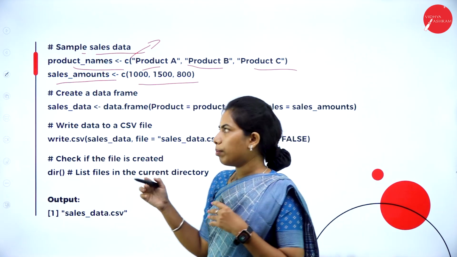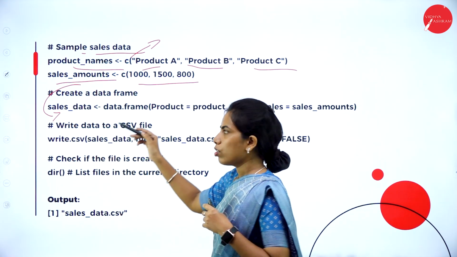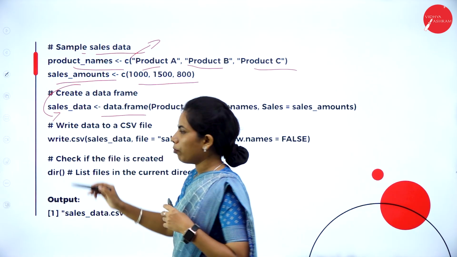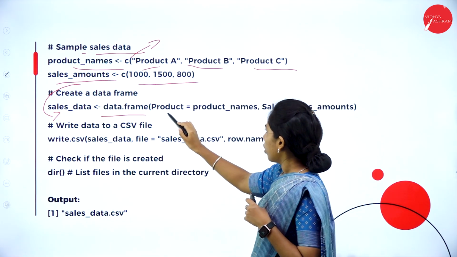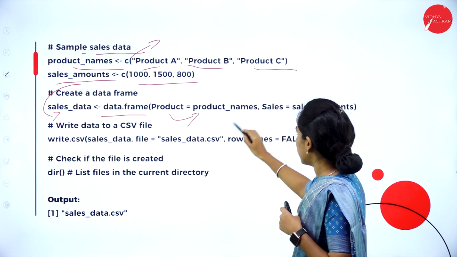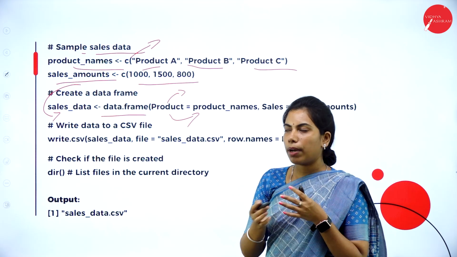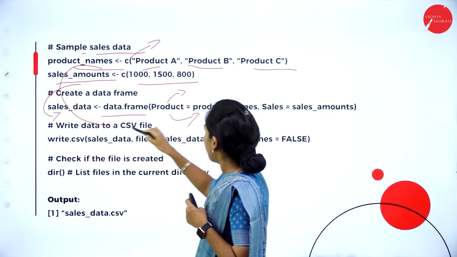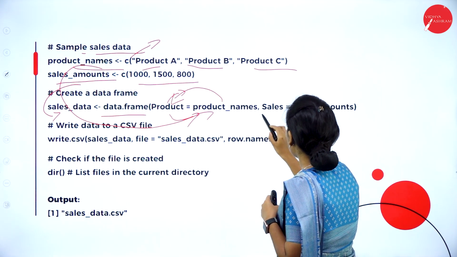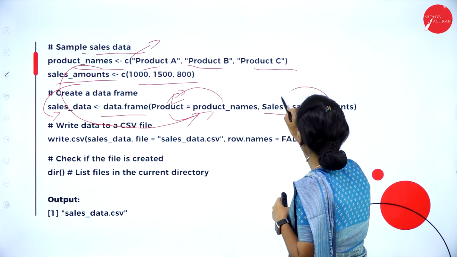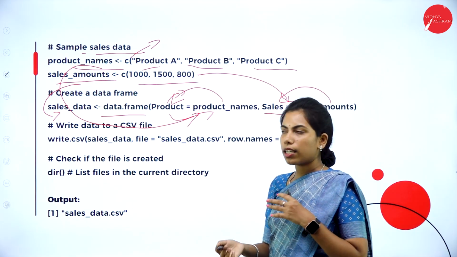So that's why numbers. When I create the sales data variable, I use a data frame, because the data is divided in data frame format. So the product column is equal to product names, and for sales, I assign the sales amount. This is how you can assign the values.